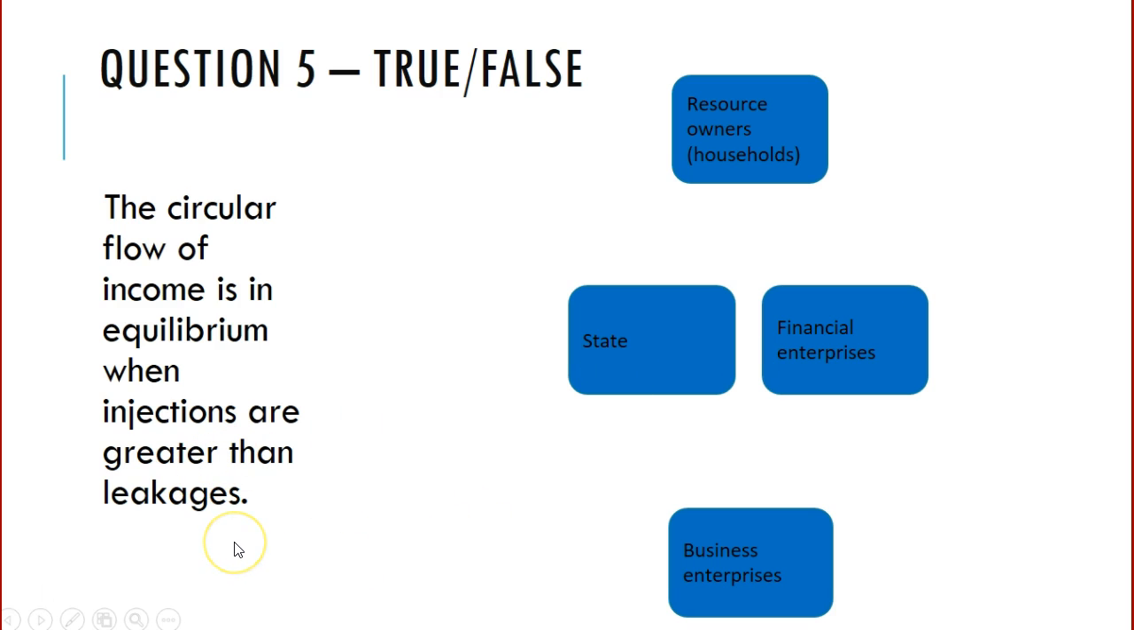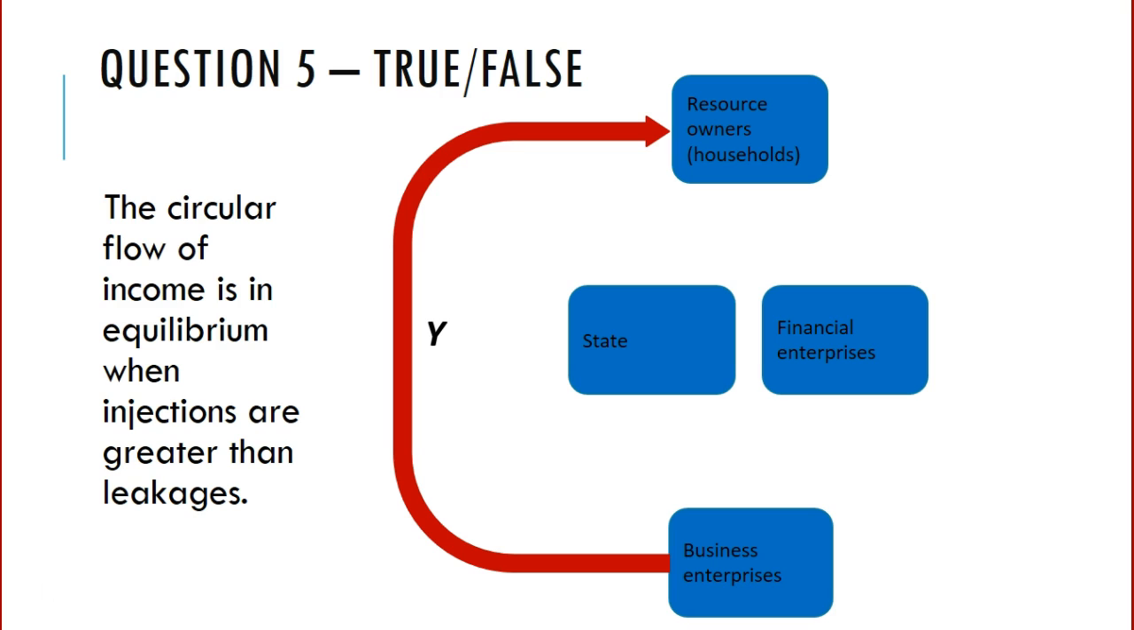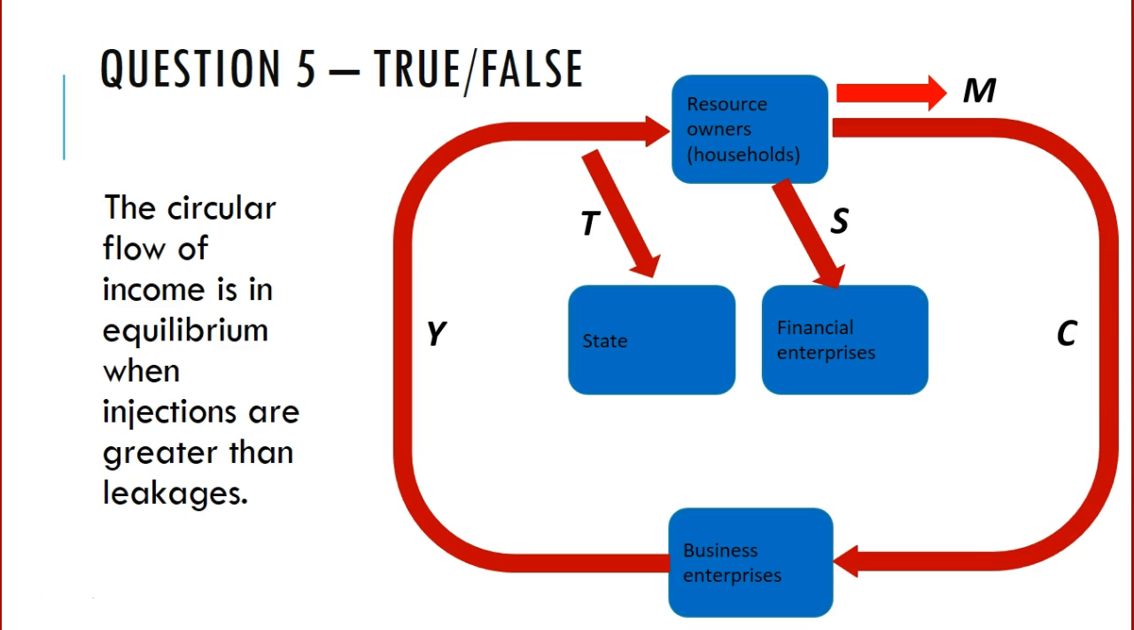So the businesses will pay money to the resource owners or households in exchange for their resources. But before all of that income gets to the households, some of it is siphoned off by the state in the form of tax. What happens to the remainder, the disposable income that goes to the households? Well, they'll save a bit of it. They'll spend a bit of it on imported goods, and they will spend the rest on domestically produced goods, consumption spending on domestically produced goods. So far, so good.